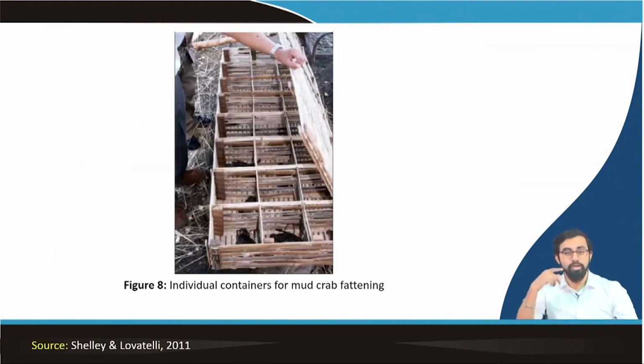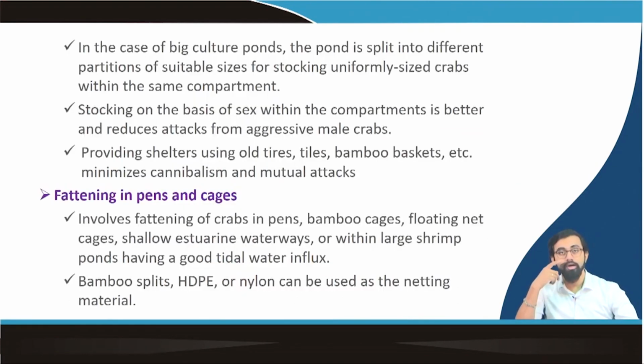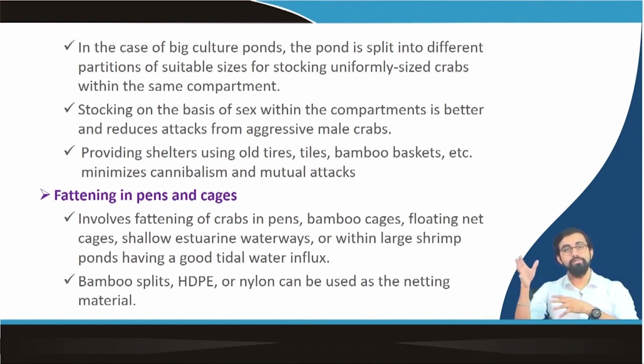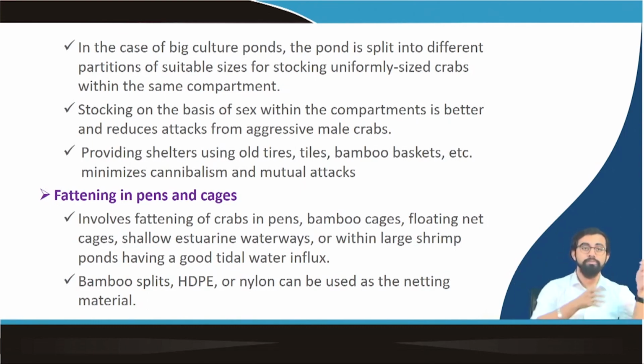See, this is the individual container for mud crab fattening. In the case of a big culture pond, the pond is split into different partitions of suitable size for stocking uniformly sized crabs within the same compartment. Stocking by sex within the compartments is better and reduces attacks by aggressive male crabs. So you put proper compartments for male crabs and separate compartments for female crabs, so there will be no competition between two male crabs for a female, which would cause cannibalism or mutual attacks.